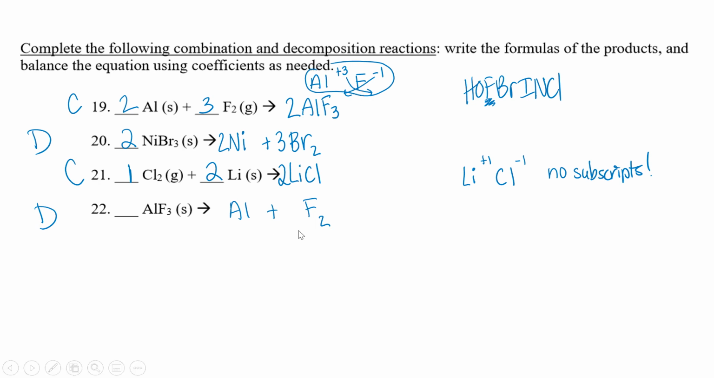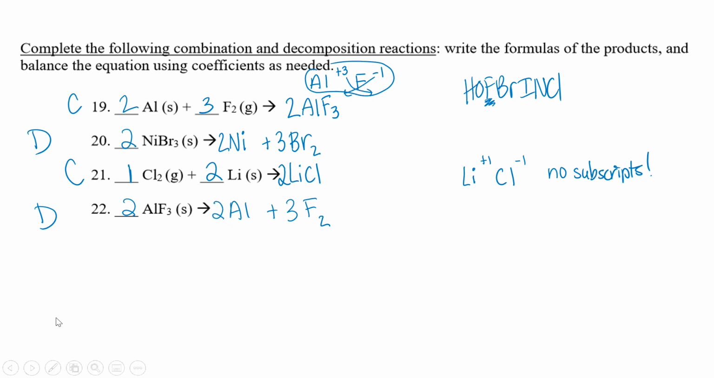And then once again, notice my subscript on the left does not match the right. So that means I need to go through and balance things out using coefficients. So I got another example where I got 2 and 3. What's the lowest common multiple? 6. So if I put a 2 over here, now I got 6 fluorines on the left. Put a 3 over here, I got 6 on the right. And then I put a 2 over here.